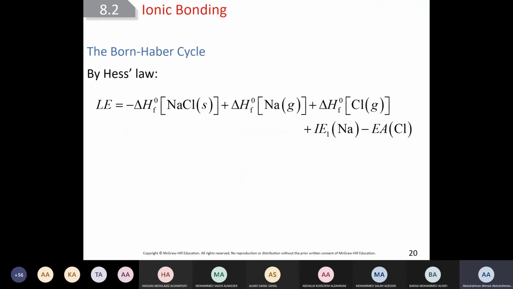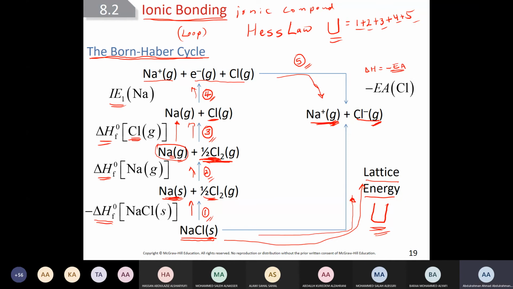And that's why we have the lattice energy equal to the heat of formation of NaCl plus heat of formation of Na gas plus heat of formation of Cl plus ionization energy of Na minus electron affinity of Cl. It's numbers. This one.